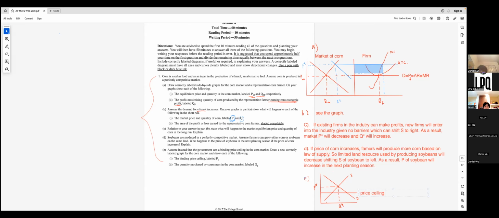Okay, this is E number one. If you also did the same as I did here, you can get full marks for E number one. E number two, the quantity purchased by consumers in the corn market. E number two is a big trap. I guess some of you did like this: you just find the intersection of the price ceiling and your demand curve, and you label this one by QP.